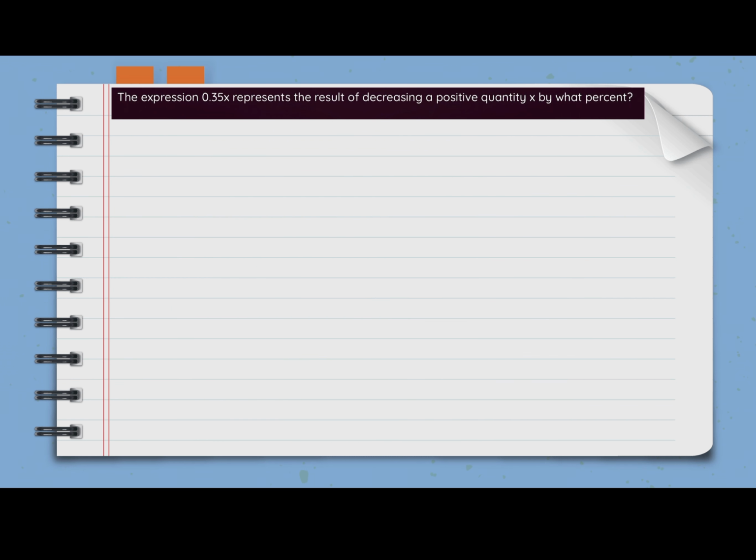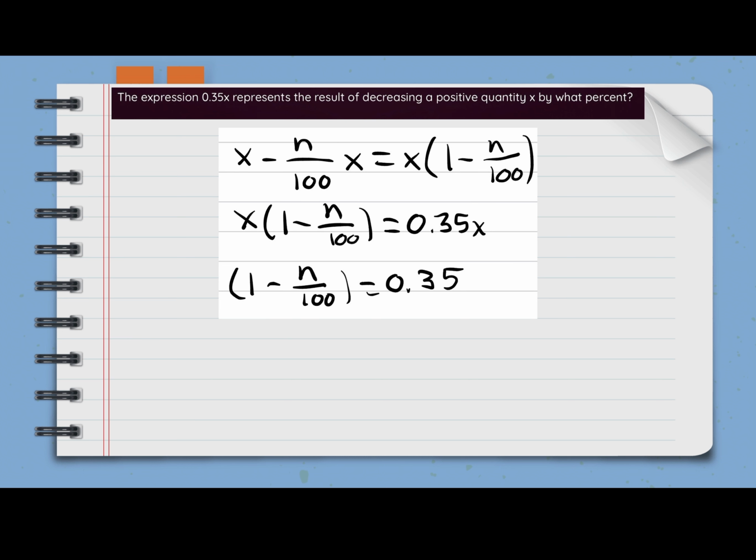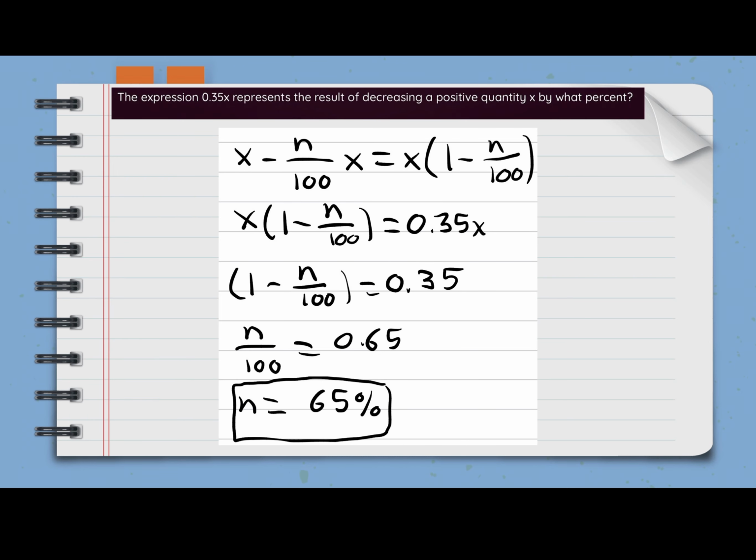Now, when we find percent change, we use this formula here, X minus N over 100X, which you can factor out. We'll equate this to our given 0.35X. And once you divide by X on both sides, and you add the 1 over 100 and subtract the 0.35, we find that our answer is 65%.